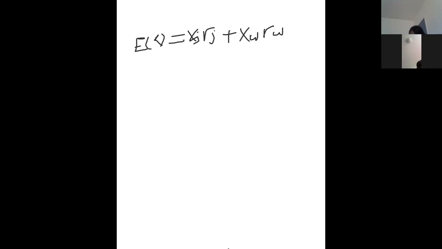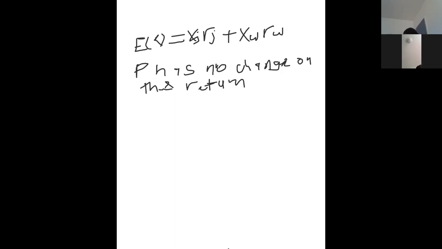So whatever happens to correlation has nothing to do with returns. That means we can say that a change in correlation has no change on the return. Okay, so P has no change on the return.